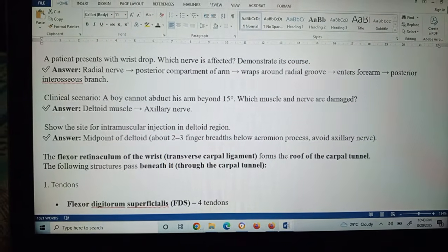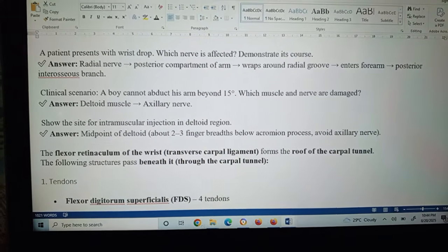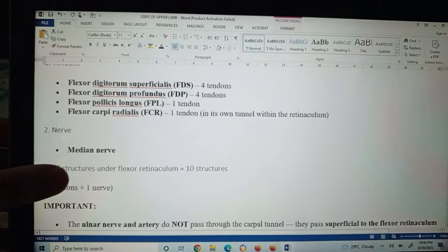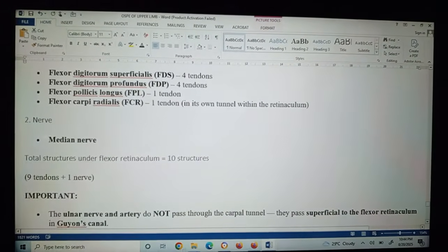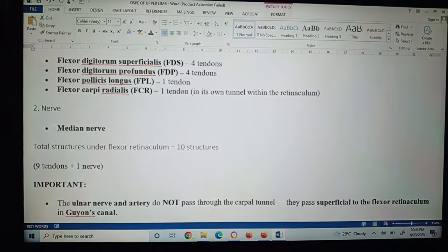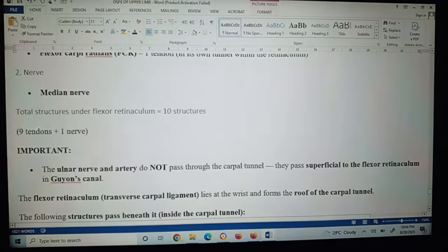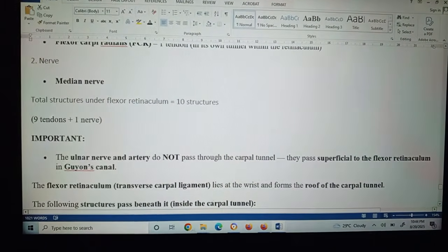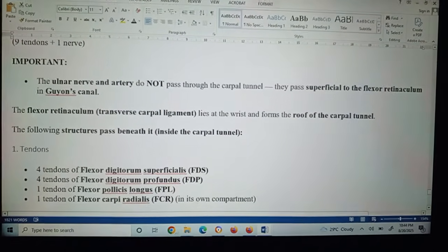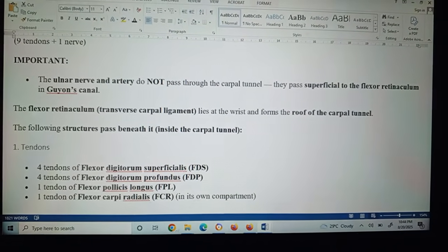The flexor retinaculum of the wrist forms the roof of the carpal tunnel. Which structures pass beneath it through the carpal tunnel? The tendons are flexor digitorum superficialis, flexor digitorum profundus, flexor pollicis longus, and flexor carpi radialis, and the median nerve is present. In total 10 structures: 9 tendons and 1 nerve. The ulnar nerve and artery do not pass through the carpal tunnel. They pass superficial to the flexor retinaculum in Guyon's canal. It is very important, you must know about it. It is a favorite question, and it is asked for distinction.